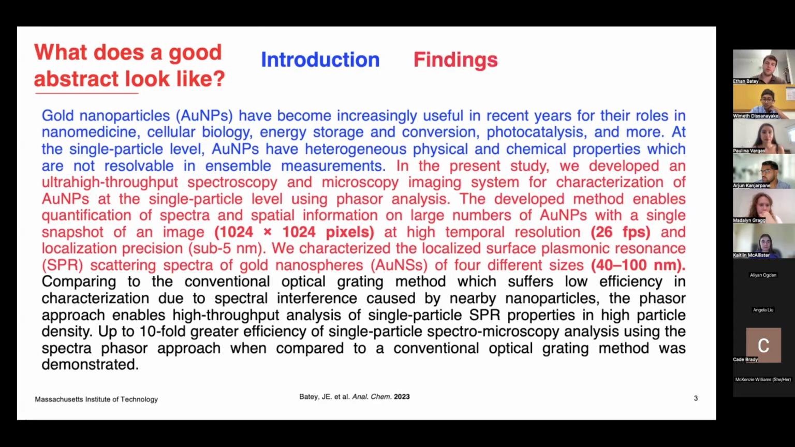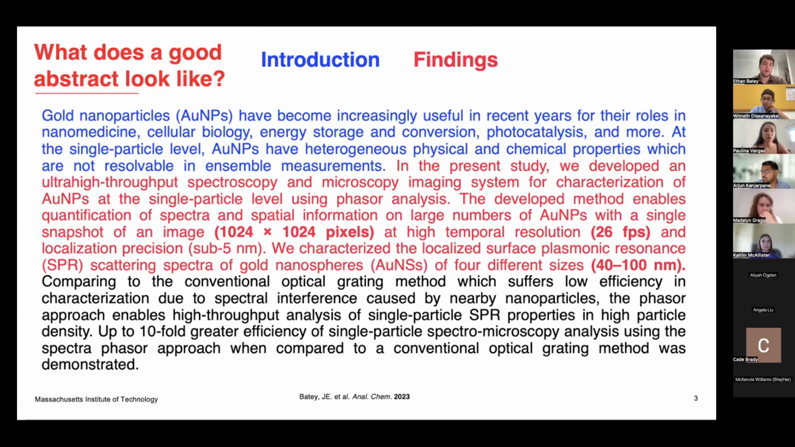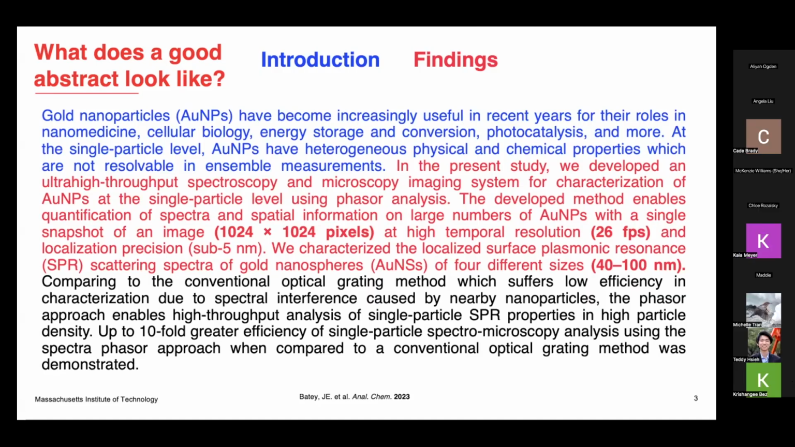And then we move into the findings. So that's what's going to be highlighted in red here. In the present study, we developed an ultra-high throughput spectroscopy and microscopy imaging system for characterization of gold nanoparticles at the single particle level using phasor analysis. The developed method enables quantification of spectra and spatial information on large numbers of gold nanoparticles with a single snapshot of an image. And then I have this bolded here. That's like a quantification. You want to make sure that you're quantifying things in this part of your findings at high temporal resolution and localization precision.